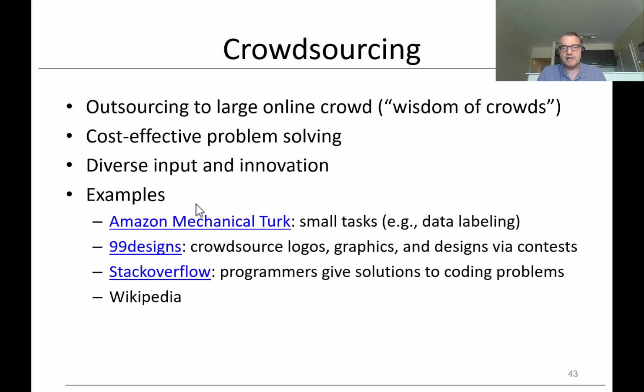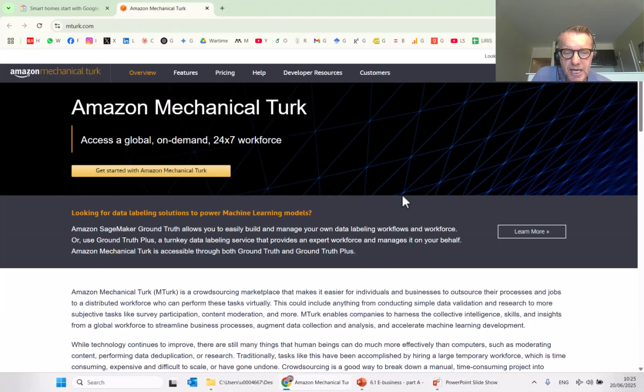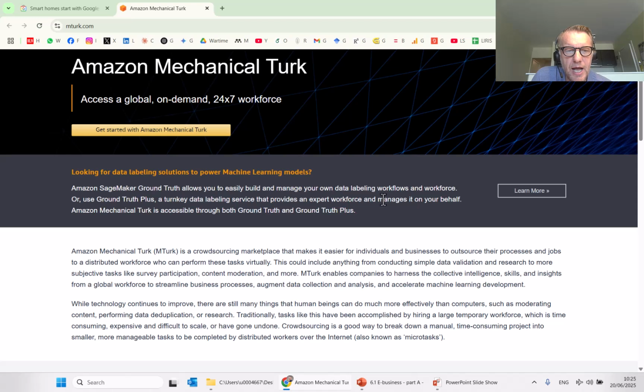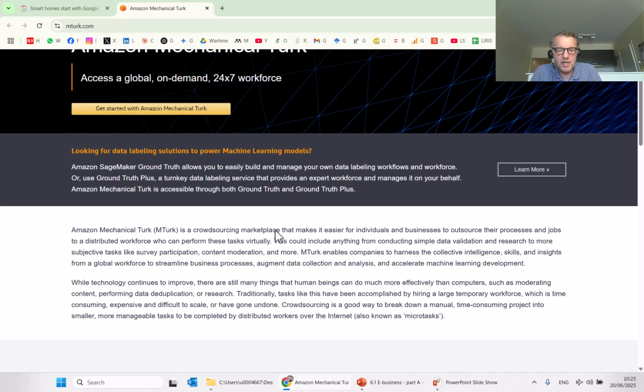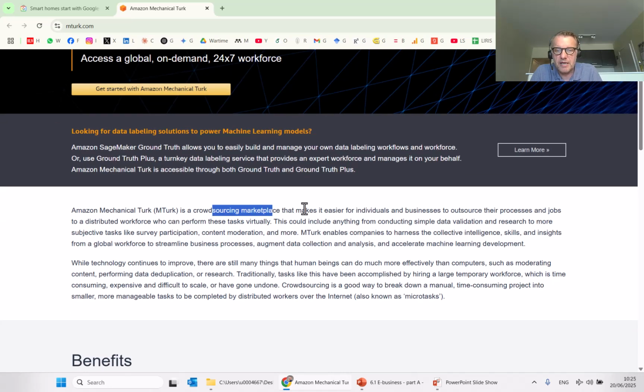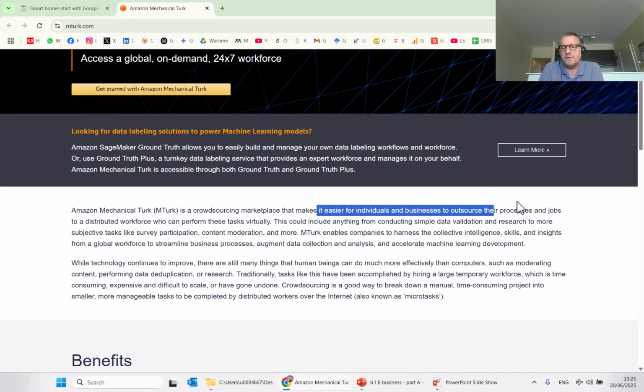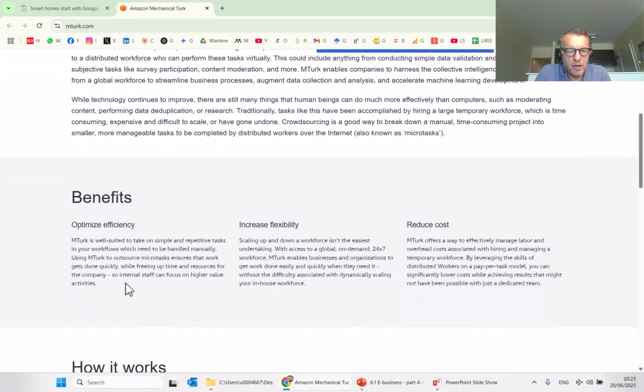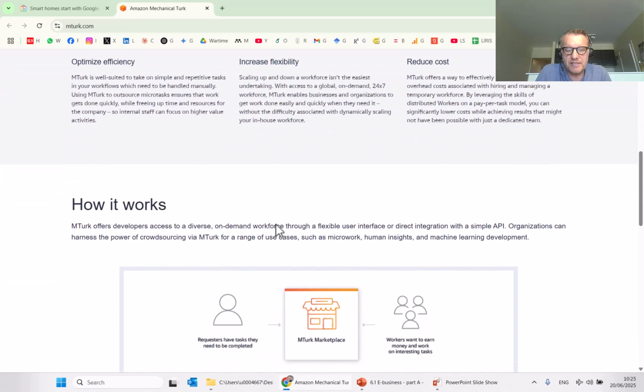An example of this is Amazon Mechanical Turk. So I'm just going to click this. Amazon Mechanical Turk allows you to get access to a global, on-demand, 24x7 workforce. It's a crowdsourcing marketplace that makes it easier for individuals and businesses to outsource certain types of processes or jobs. It optimizes efficiency, increases flexibility, and so on.